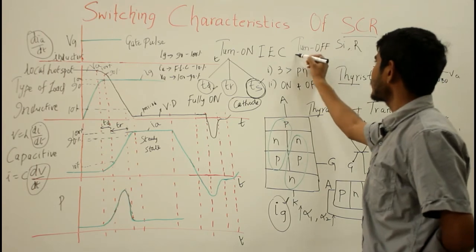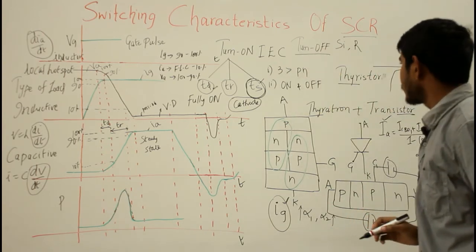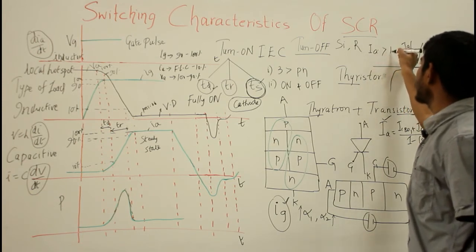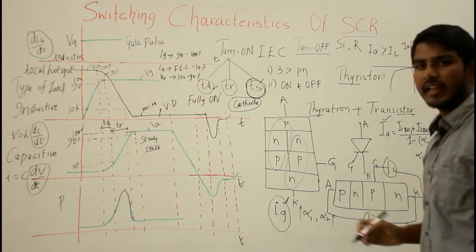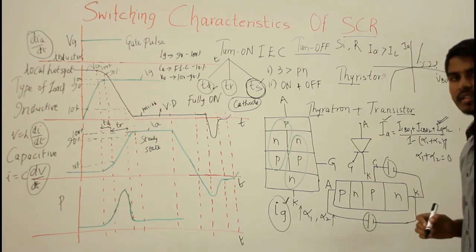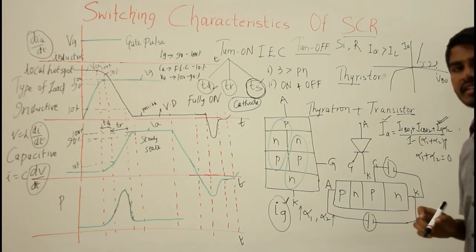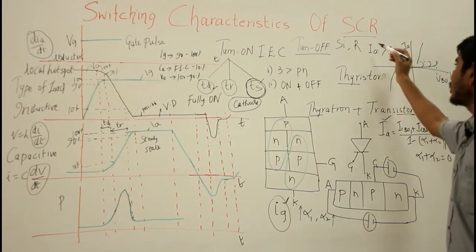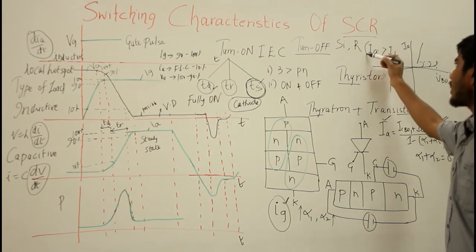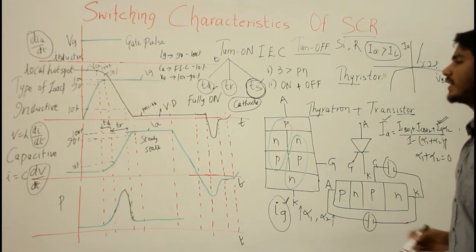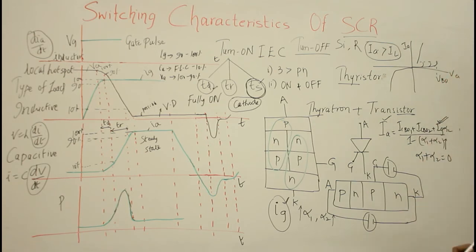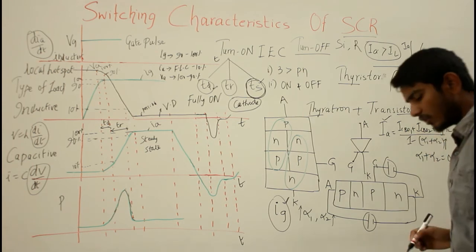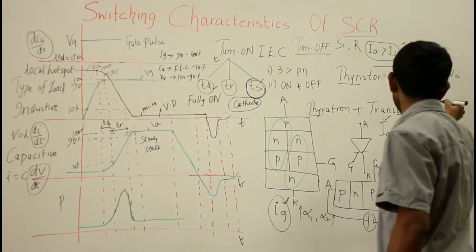Once the thyristor is switched on, or once the anode current IA exceeds the latching current, the gate loses control over the turn off of your SCR. That means the gate circuit is not capable of turning off your SCR once the thyristor is switched on. So in order to turn off your SCR, the anode current should fall below a certain value of current known as IH, that is the holding current.